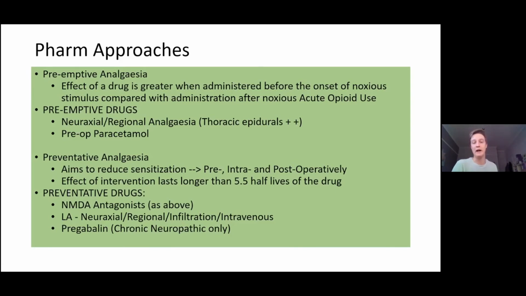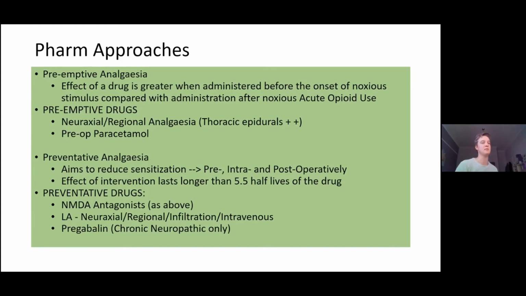And pre-op Panadol is the easy one that I remember. Panadol works better if you give them a gram orally before they have surgery, as opposed to giving it to them intravenously when they're under anaesthetic. Preventative analgesia, your definition was perfect.